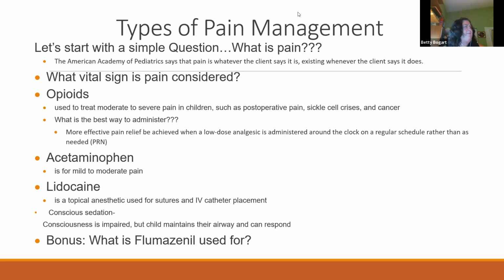Who knows what flumazenil is used for? What is Narcan used for? Opioids. Narcan is for opioids. Flumazenil is for your benzodiazepines. Your Versed, your Valium, your Ativan, any of your PAMs, okay? Diazepam, lorazepam. Good.